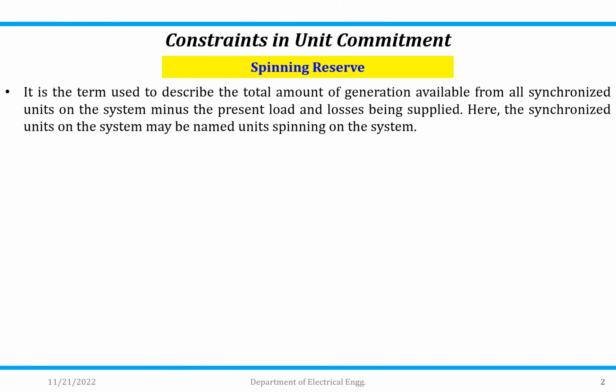Now, what is a spinning reserve? The spinning reserve is the term used to describe the total amount of generation which is available from all the synchronized units on the system minus the present load and losses being supplied.